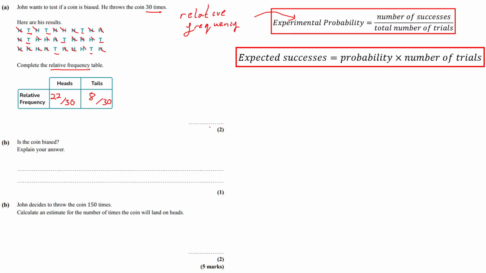So complete the relative frequency table. Well, there's nothing to write in there. Right, part B, is the coin biased? Explain your answer. Yeah, well, I would say it is.